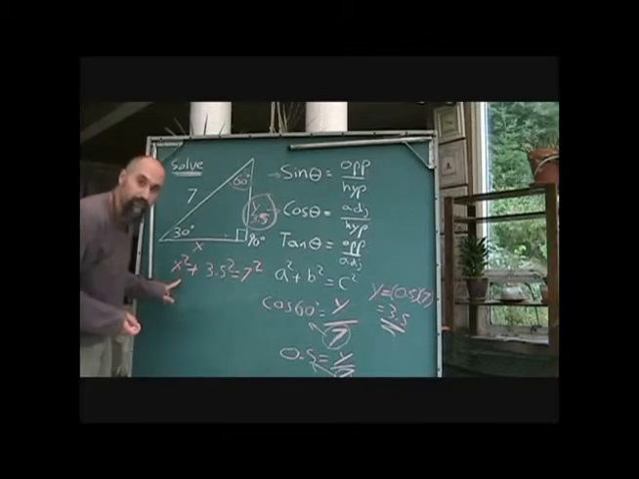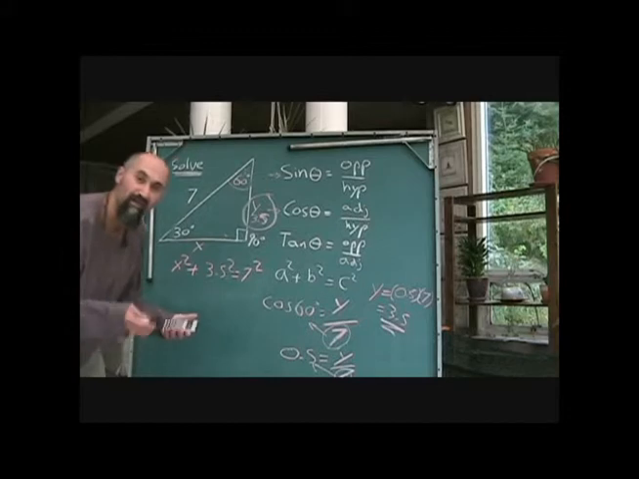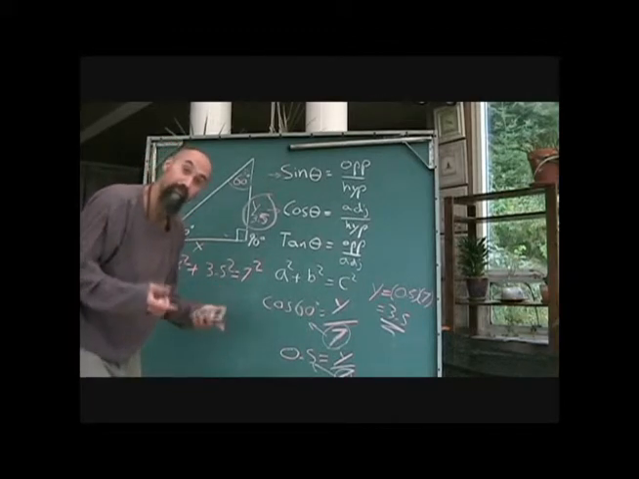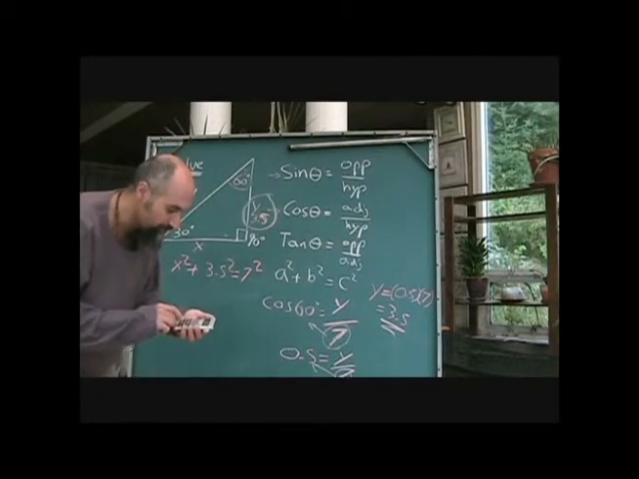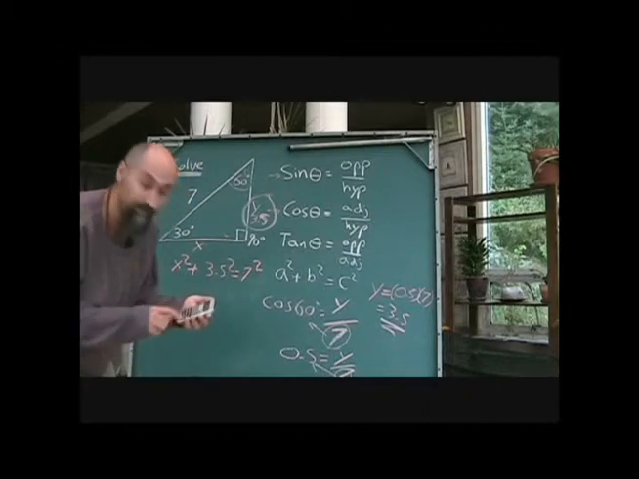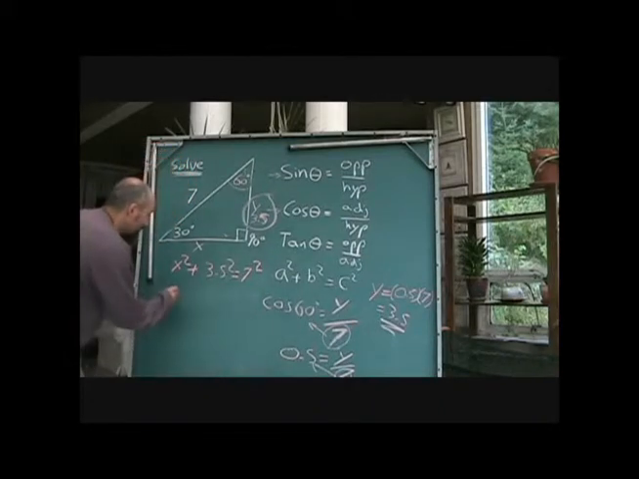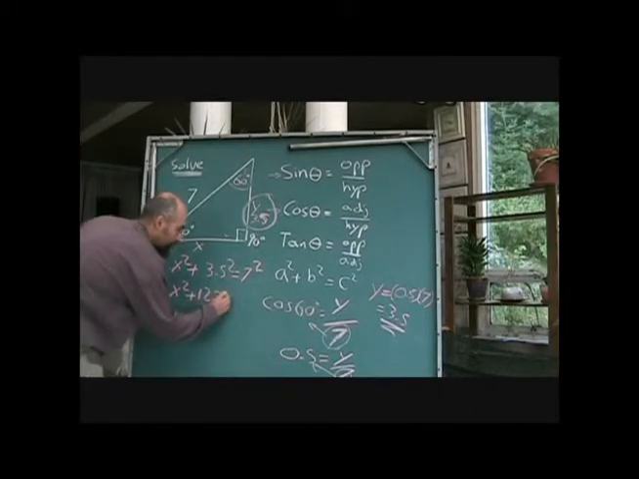So all you're going to try to do is get x by itself now. So again, you're going to grab your calculator because 3.5 is not a clean number. You don't know what 3.5 squared is. If it was 3, you know it was 9 because you know your multiplication table, right? So what you're going to do is go 3.5 squared. 3.5 squared is 12.25. So you got x squared plus 12.25 is equal to 7 squared, which is 49.